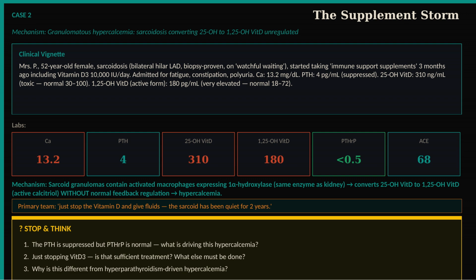The primary team says, just stop the vitamin D and give fluids. The sarcoid's been quiet for 2 years. Stop and think. PTH suppressed, PTHrP normal. What's driving this hypercalcemia? Is simply stopping the vitamin D enough? And what else must you do? And why is this fundamentally different from hyperparathyroidism?